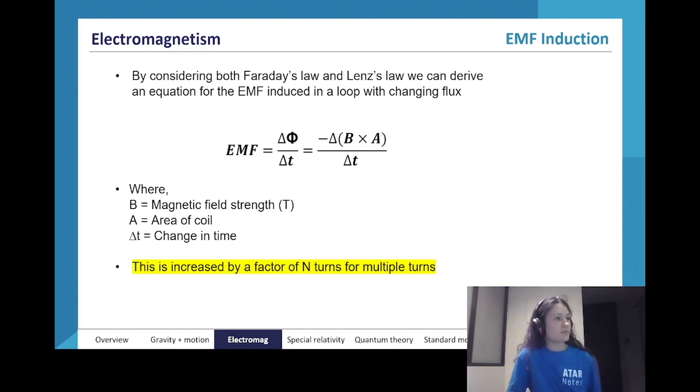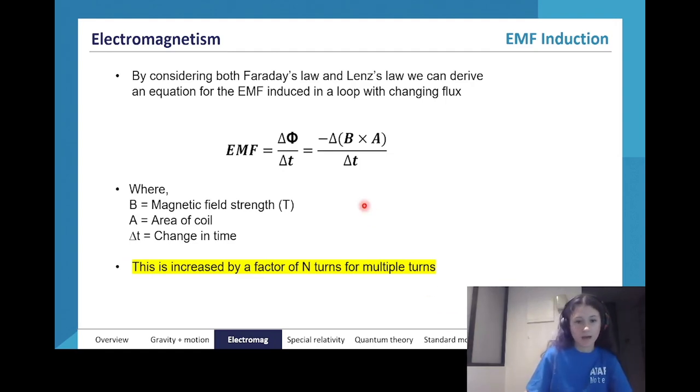By considering both Faraday's law and Lenz's law, we can derive an equation for the EMF induced in a loop with changing flux. So remember, the EMF is induced because the flux changes, the magnetic field changes. The section here about the EMF being proportional to the change in flux over the change in time is of course from Faraday's law, and then the negative out the front is of course from Lenz's law because Lenz's law tells us the direction of induced EMF and Faraday's law tells us about the magnitude of the induced EMF.